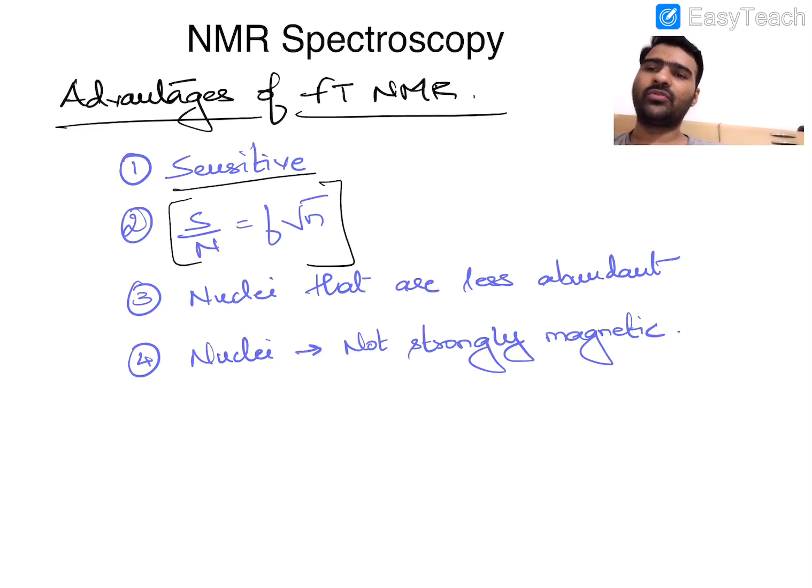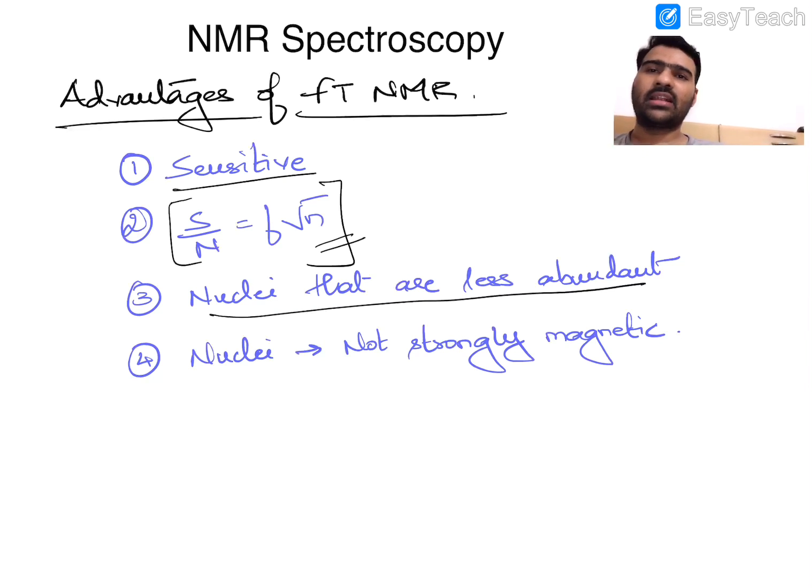And the signal to noise ratio can improve as the number of scans goes on increasing by this formula, which states that signal to noise is a function of root over number of scans. And as we take larger and larger number of scans, we can go on improving the signal to noise ratio.